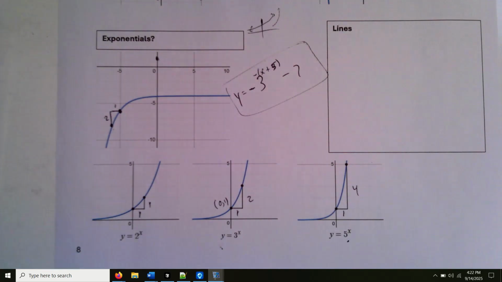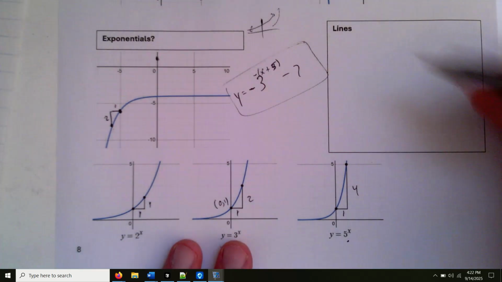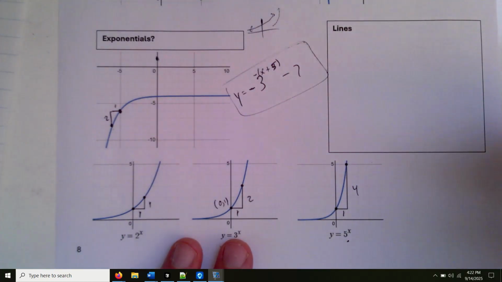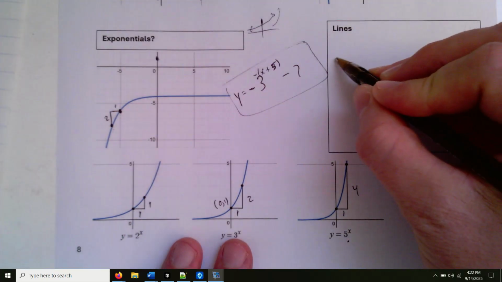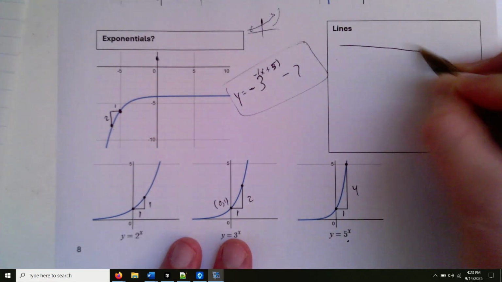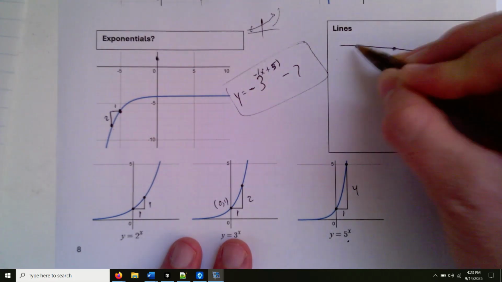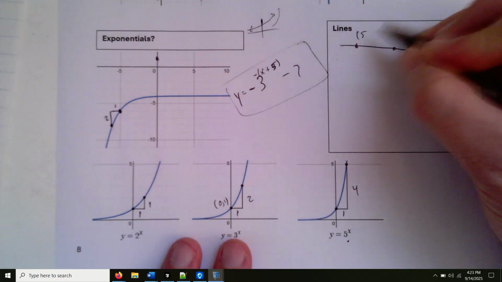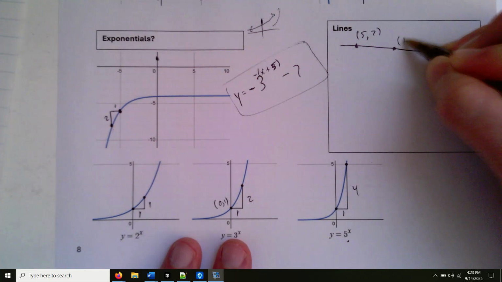Okay. Last bit was lines. This doesn't really fit in this section, but I didn't have another place to put it. A lot of people are not in the habit of using the point slope version of the line, but it's a really, really nice form for the line to be in. So let's pretend I'm going from 5, 7 over to 10, 6.